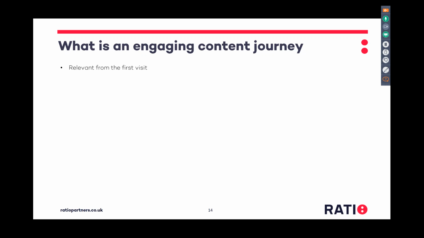Well, it's relevant from the first visit, so we don't have to wait until we know something about them. We can still do things like GeoIP targeting or segment-based targeting like we just saw. What can we do on their first visit to get them into that funnel, if that's what we're trying to do, as quickly and as simply as possible? Making it relevant to previous behavior and activity as well. So based on what we know about them, so goals triggered, events triggered, profiles matched, and so on.